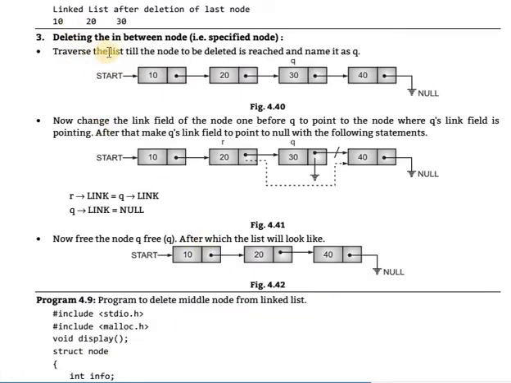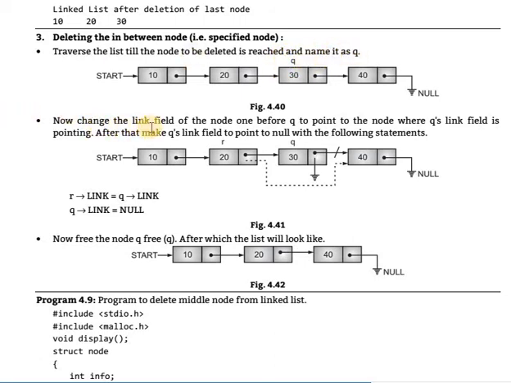Third point, deleting the in-between node, means deleting a specified node. Traverse the list till the node to be deleted is reached and name it as queue. Traversing the list means visiting one node after another up to the node which you want to delete. When we find that node, we give it the name queue.